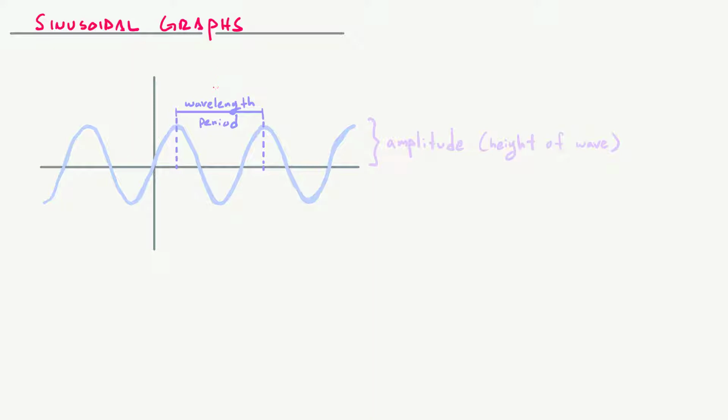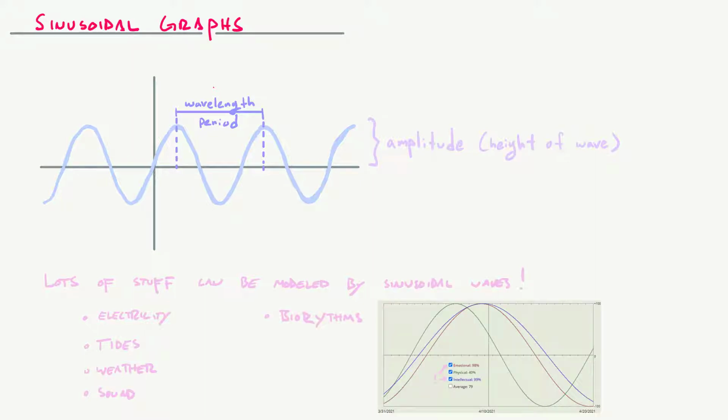in general. A lot of things can be modeled with sinusoidal waves. Here's a few, right? Electricity, tides, weather, sound waves, there's a really big application there. But then if you want to be less scientific, you can also look at horoscopy type things such as biorhythms, right? Those are also sinusoidal based on your birthday.